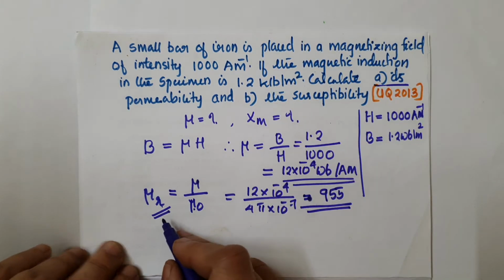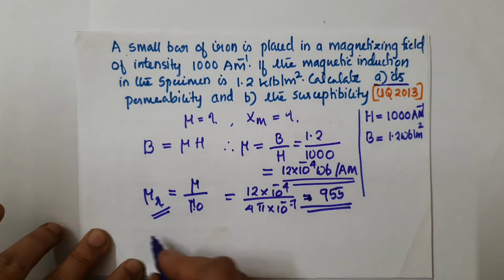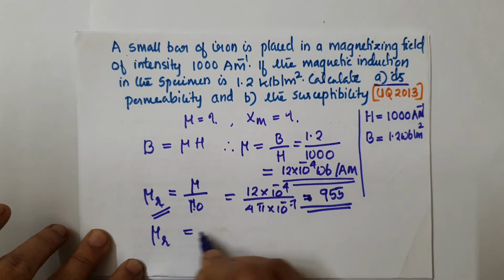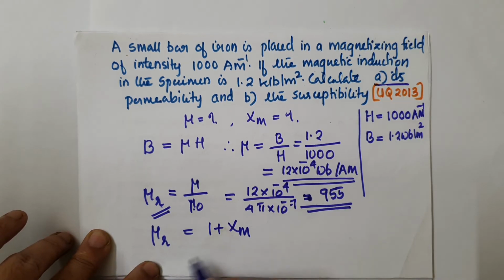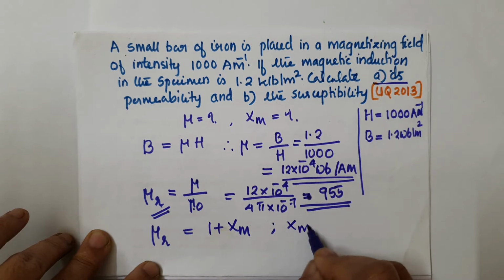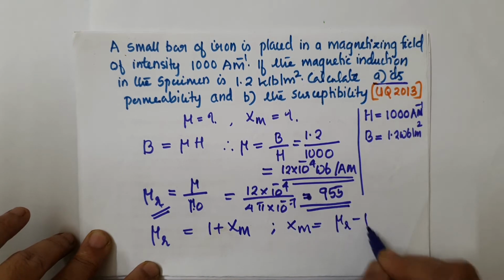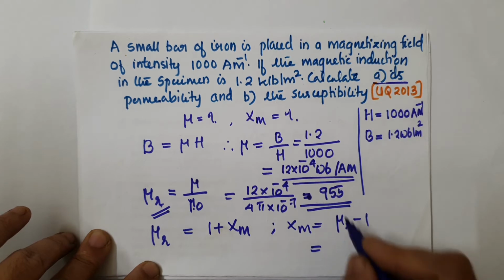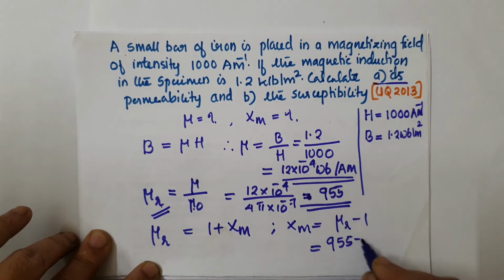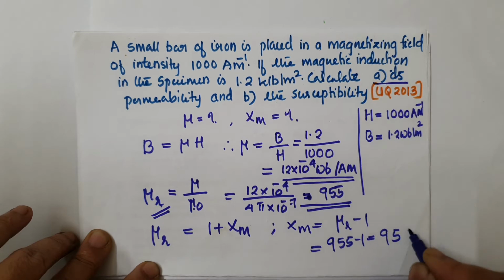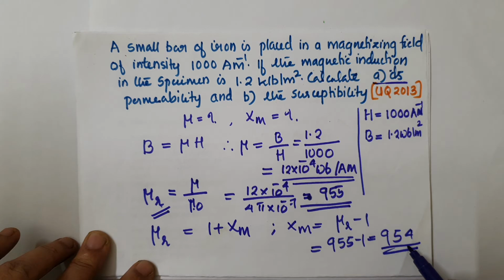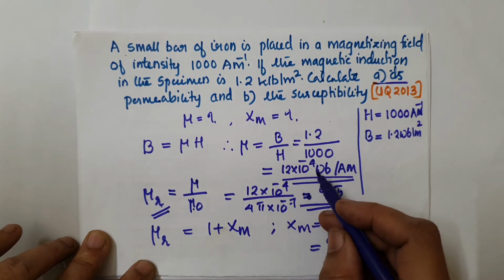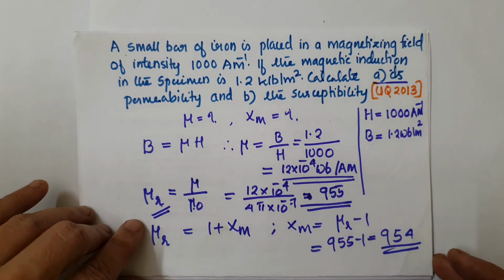And from the relative permeability, we can find out the susceptibility. That is, the relative permeability mu r is equal to 1 plus chi m. Therefore, chi m is equal to mu r minus 1. Here mu r is 955, so 955 minus 1 is 954. That is, the susceptibility is 954, and the permeability is 12 into 10 raised to minus 4 Weber per ampere meter.